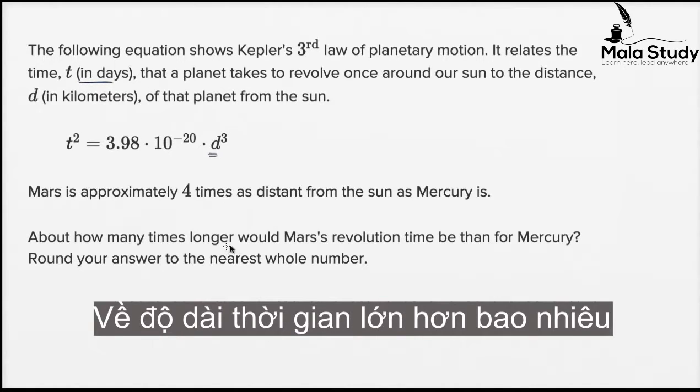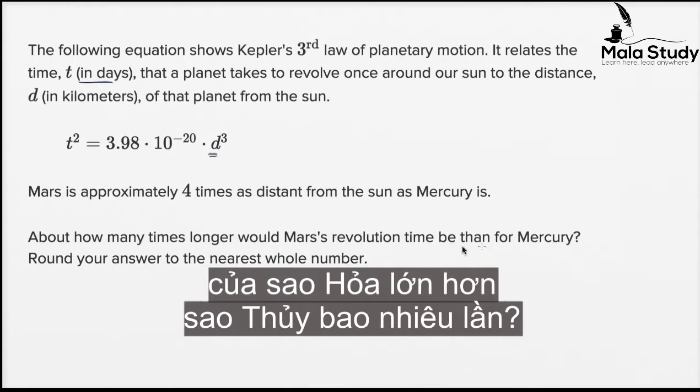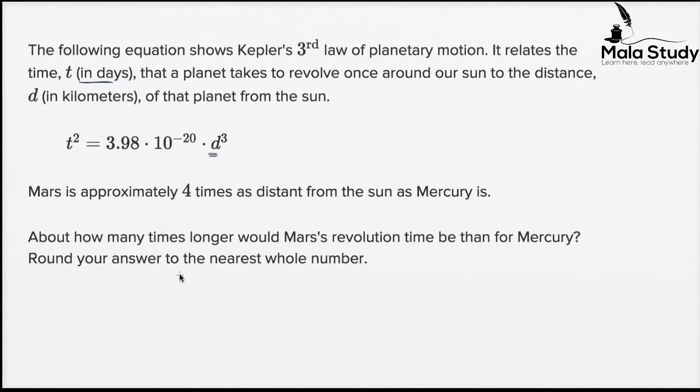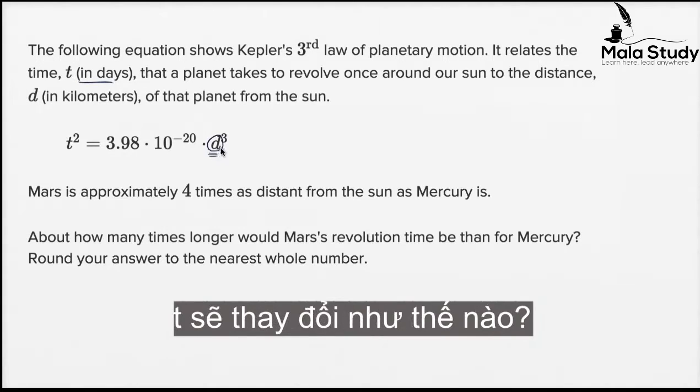Mars is approximately 4 times as distant from the sun as Mercury is. About how many times longer would Mars's revolution time be than for Mercury? Round your answer to the nearest whole number. So let's think about it a little bit. If you increased d by a factor of 4, what's going to happen to t?